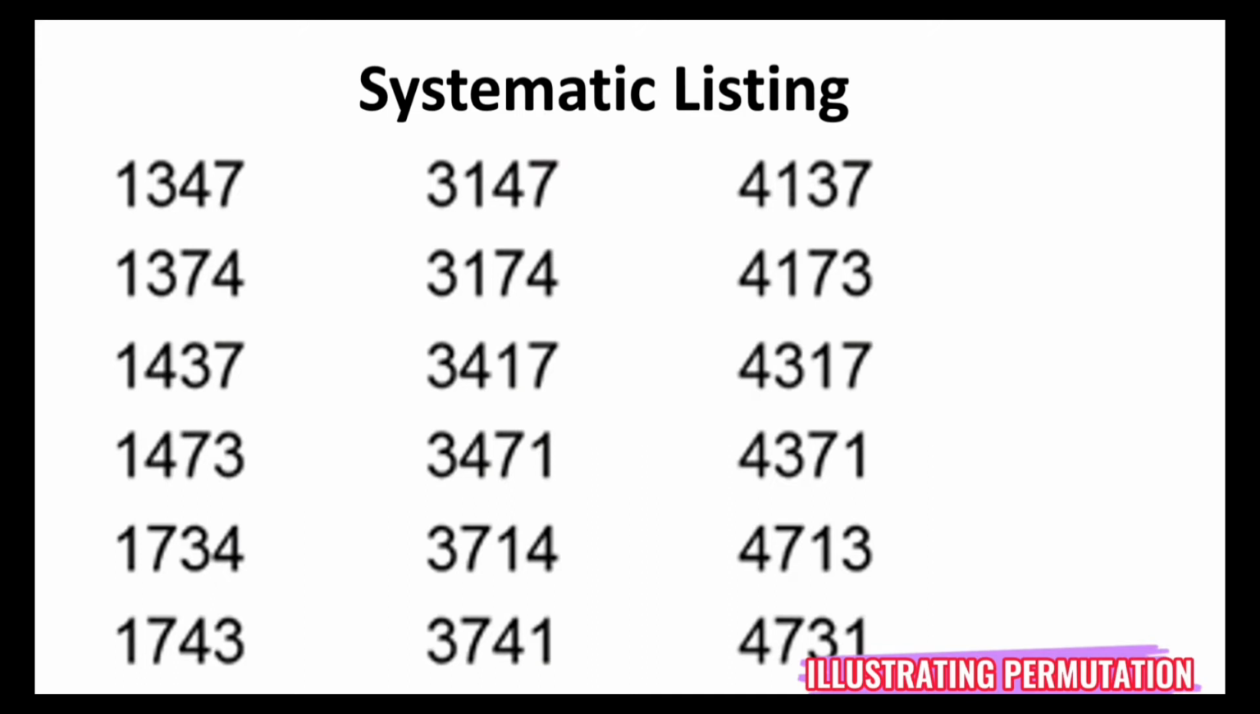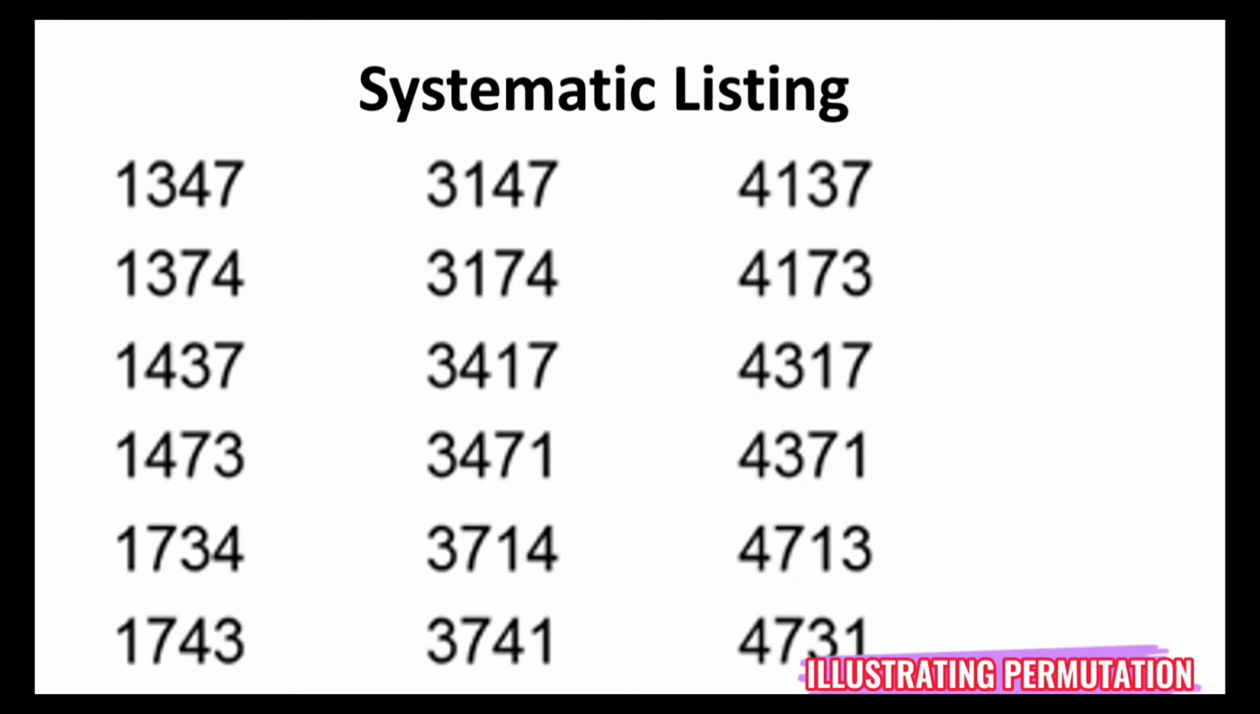Interchange 3 and 7. Then we have 4, 1, 7, 3. We also have 4, 3, 1, 7. Interchange 7 and 1. Then we have 4, 3, 7 and 1. Then we have 4, 7, 1 and 3. Interchange 1 and 3. Then we have 4, 7, 3 and 1.